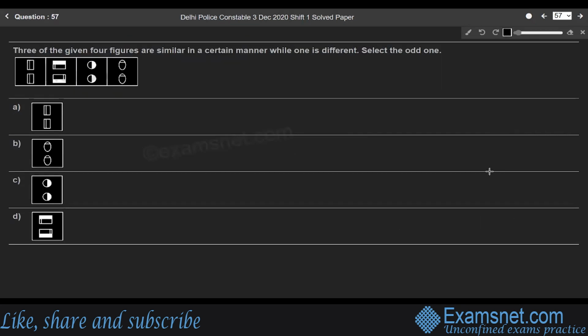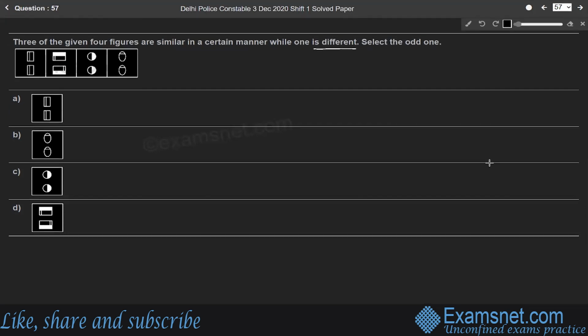Question 57. Three of the given four figures are similar in a certain manner, while one is different. Select the odd one. So, there are four figures. Look at the first figure. So, top and bottom figures are same. They are similar figures, right? Whereas second figure, in which top and bottom shapes, they are not same, right? They are not similar. When the first figure, the top figure is rotated by 180-degree, we will get bottom figure, right? So this second figure is odd one.